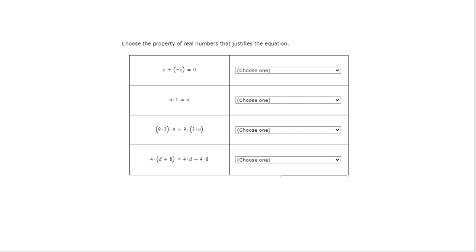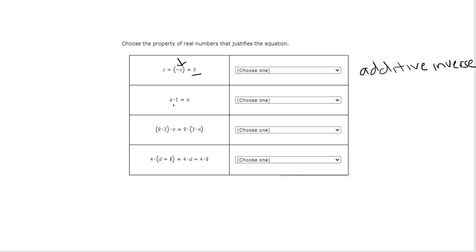Okay, so for this first one, what I want you to notice is that you have a C, and then you're adding that to a negative C, and then that cancels each other out, and you end up with a 0. So anytime you're adding something to something else, and it cancels it out and makes a 0, we are going to say that is the additive inverse. Okay, so negative C is what you would add to C to make a 0.